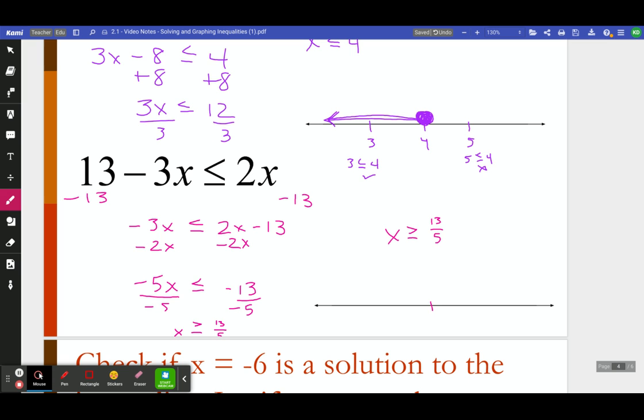So that's going to be the middle of my number line. Now we have to pick a number that's bigger and a number that's smaller. So 13 fifths is somewhere between 2 and 3. So I can use those as my points on either side. Other than that, I don't really care. It's just somewhere between 2 and 3. We're going to graph by using a closed circle and graph to the right.